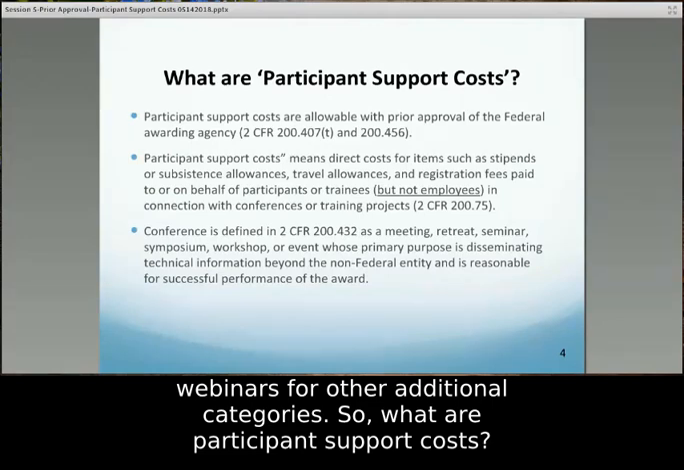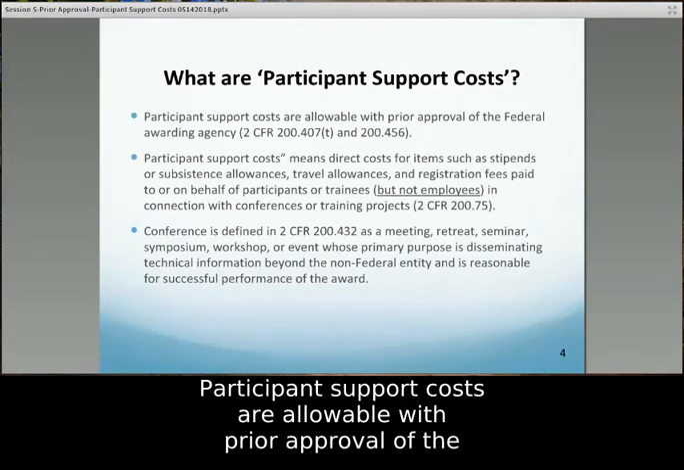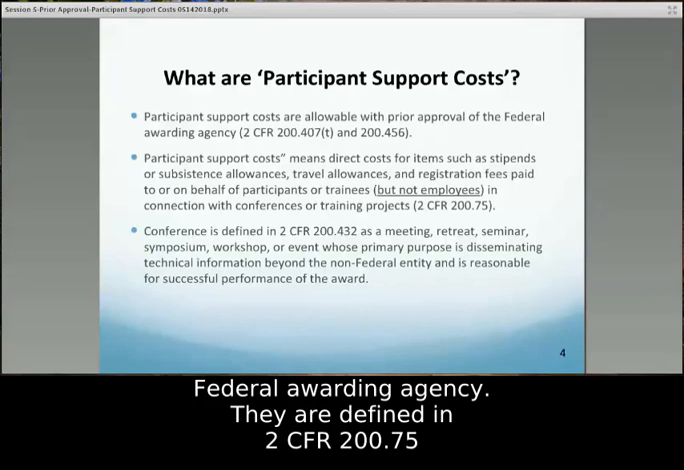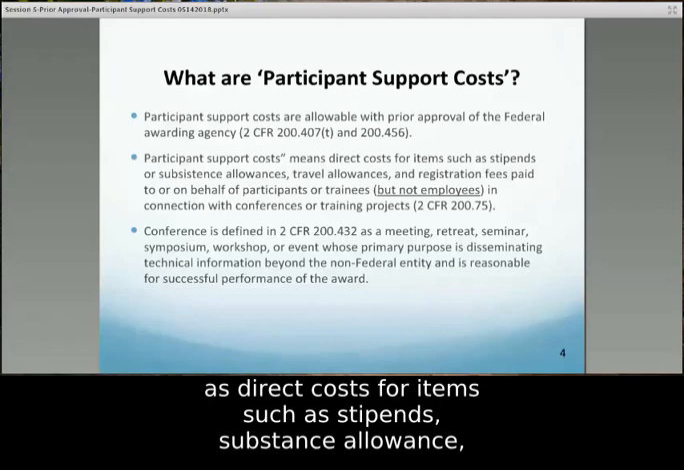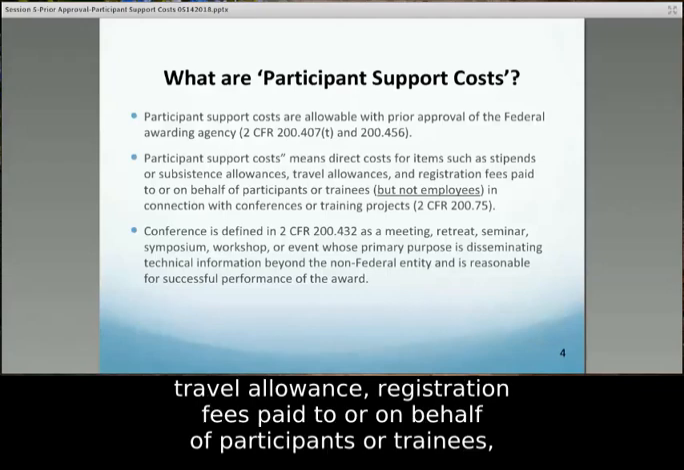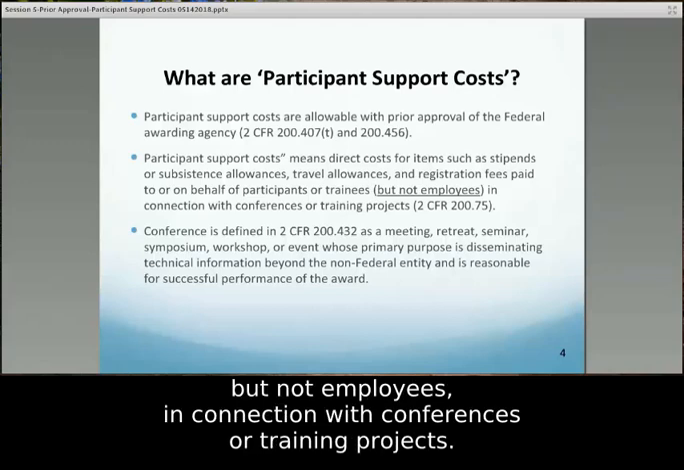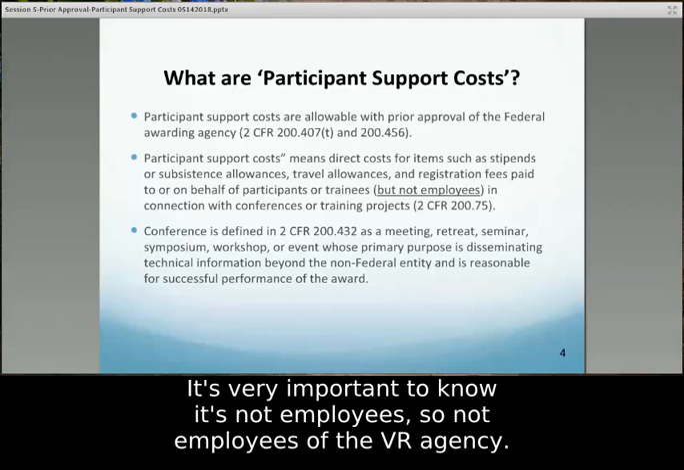So what are participant support costs? Participant support costs are allowable with prior approval of the federal awarding agency. They are defined in 2 CFR 200.75 as direct costs for items such as stipends, subsistence allowance, travel allowance, registration fees paid to or on behalf of participants or trainees, but not employees, in connection with conferences or training projects. Very important to know it's not employees, so not employees of the VR agency.